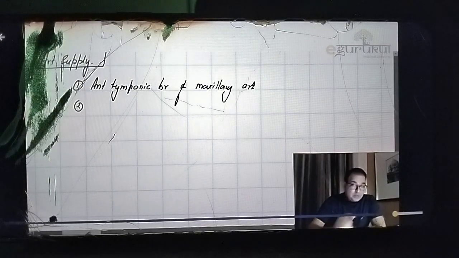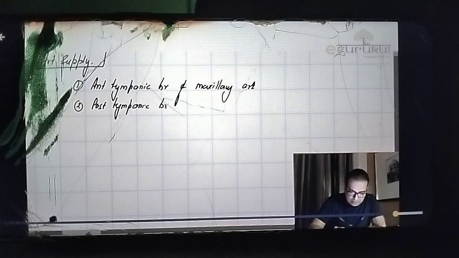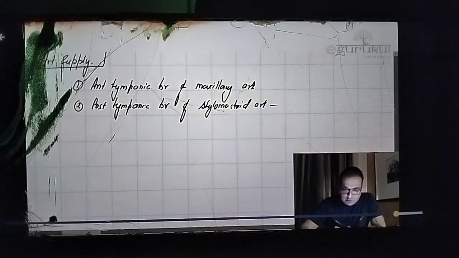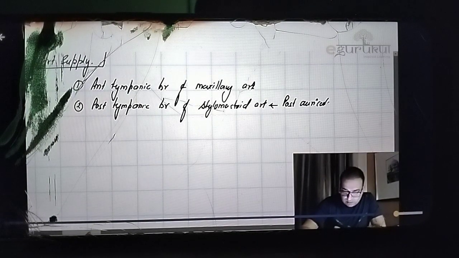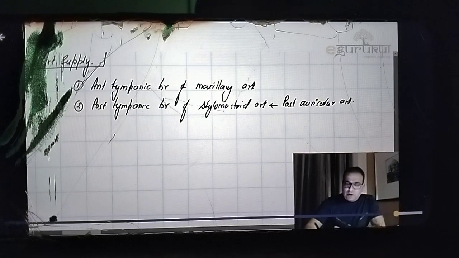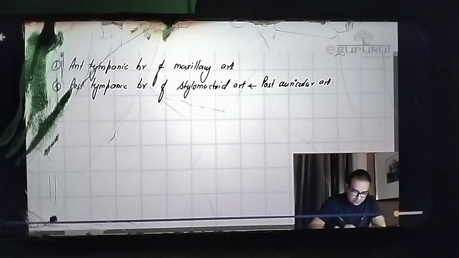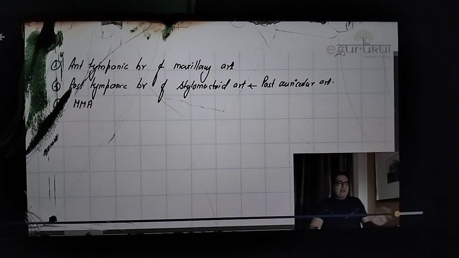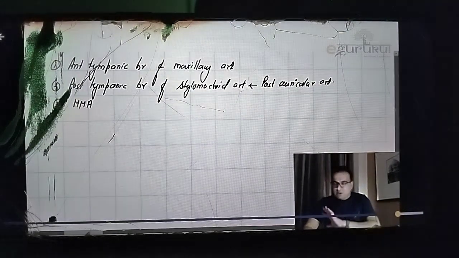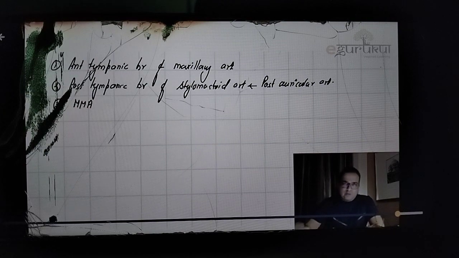Then we have another branch which is again supplying the inner surface of tympanic membrane. That was a posterior tympanic branch of stylomastoid artery. And stylomastoid artery is a branch of posterior auricular artery. Maxillary artery, posterior auricular artery, they are the branch of external carotid only. Then guys, we do have branches coming from the middle meningeal artery. You don't have to remember those names. We call them petrosal branches or superior tympanic branches, but no need for the name. Just middle meningeal artery also gives off some branches inside.